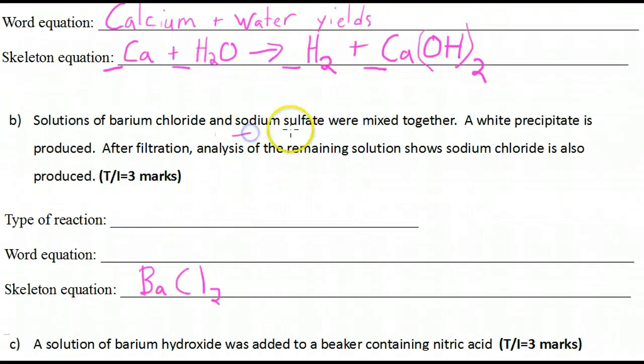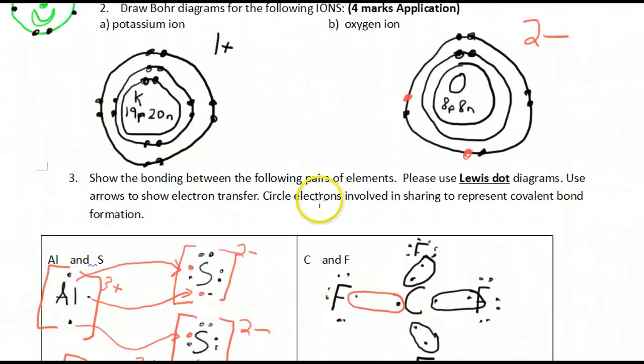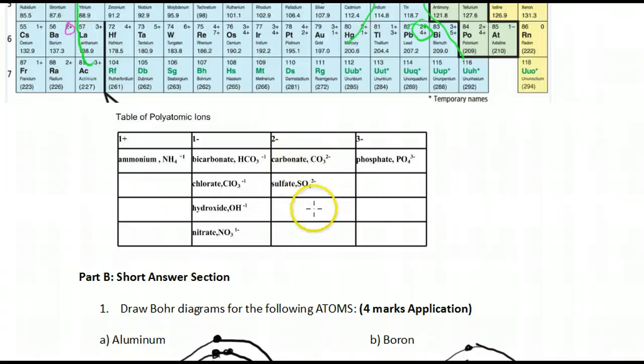Then sodium sulfate, remember when we're naming them? So here is a polyatomic ion. So it'd be plus Na, and sulfate would be SO4 with a -2. So you can look up here if you forget that.